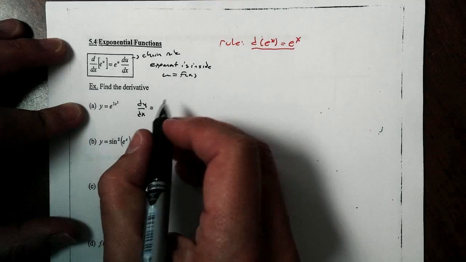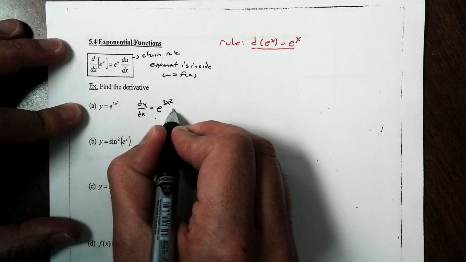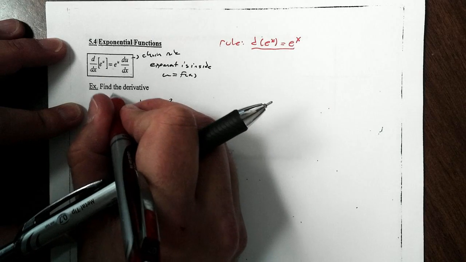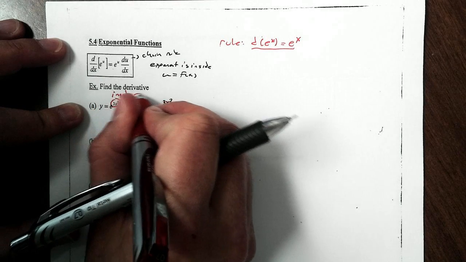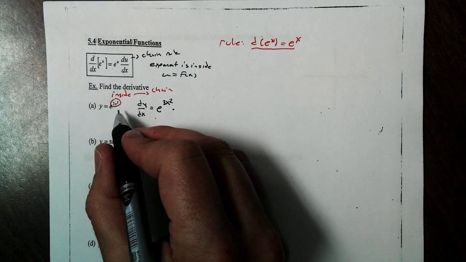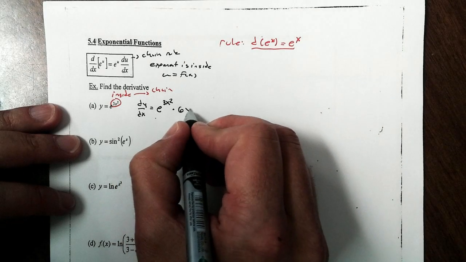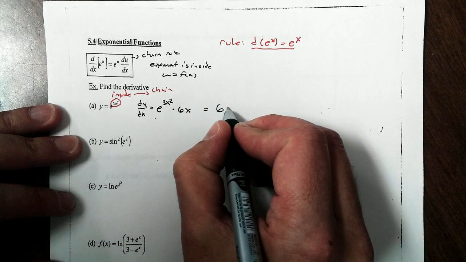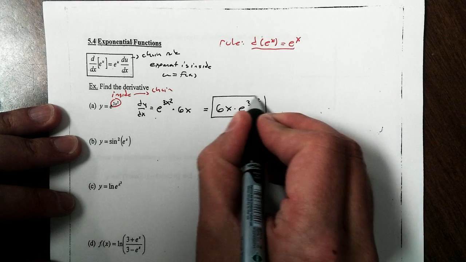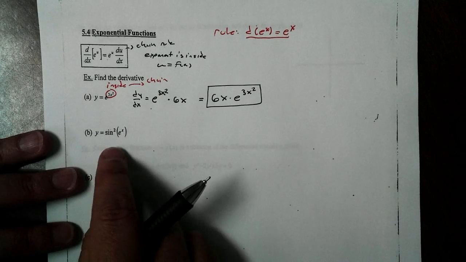Well, to get our derivative, our rule says it's just e to whatever it says. So we're going to get e to the 3x squared. But I'm going to multiply that by the derivative of my inside. Well, there's my inside function, my power. And this is our chain rule part. So we multiply this by the derivative of 3x squared, which of course is 6x. And if you want to rewrite this, you can write this as 6x times e to the 3x squared. And there is our derivative. Very easy to do.